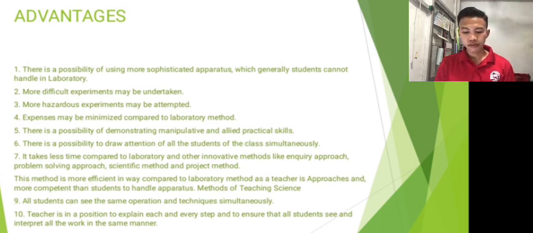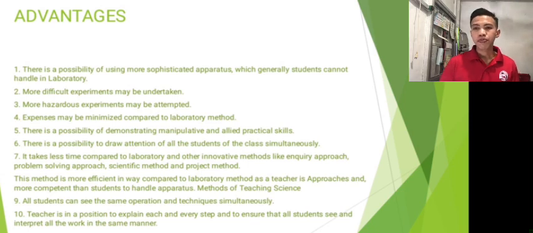Number 2 is more difficult experiments may be undertaken. So we can do experiments that students cannot do, because you as a teacher are the one doing it. You are more cautious than the students are. So it becomes possible to carry out activities that they cannot do themselves.